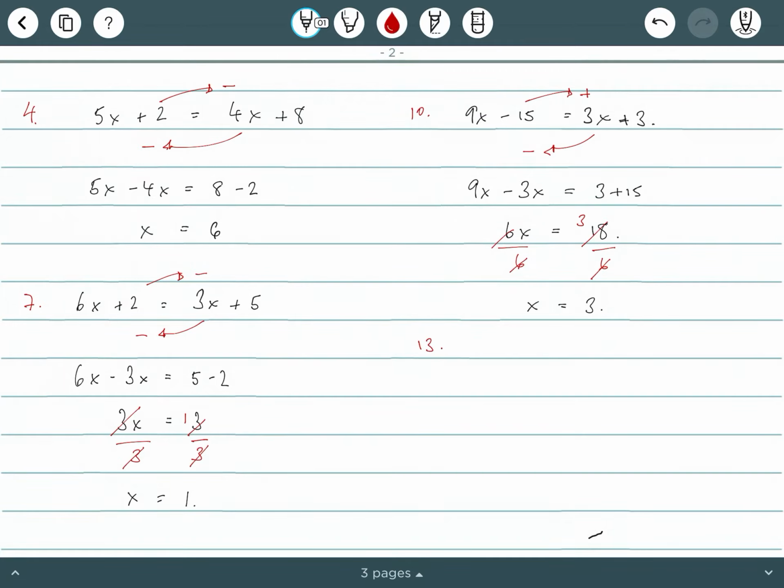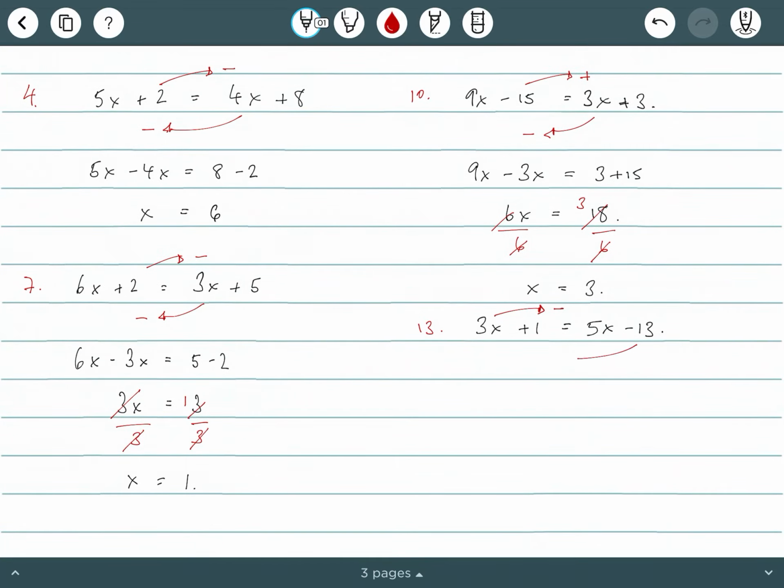Question 13. We have 3x plus 1 is equal to 5x minus 13. So let's bring the x's to the side where the larger x is. So it's going to go to the right hand side this time. That's going to become a minus. I'll move this minus 13 across here. It's going to become a plus across the line. Change the sign. So let's rewrite it. We've got 1 plus 13 now. We've got 5x minus 3x. We've got 1 plus 13 is 14, and 5x minus 3x is 2x.